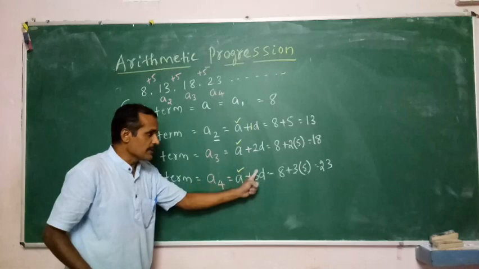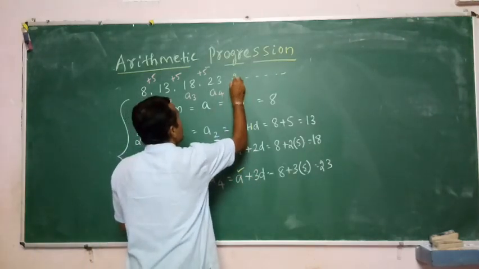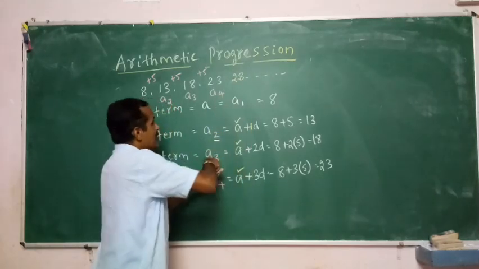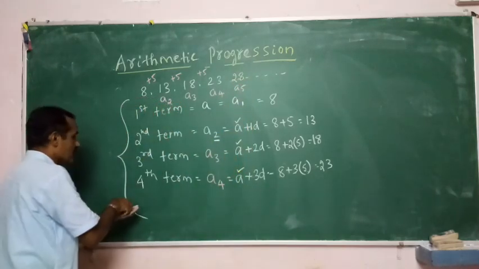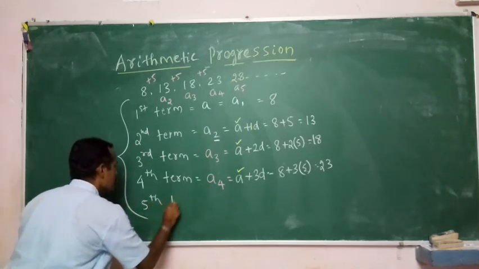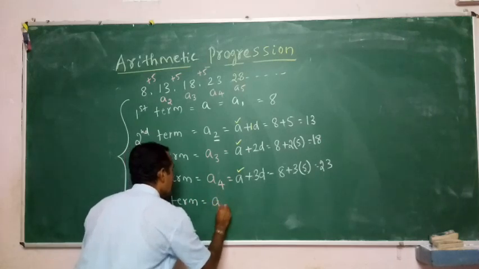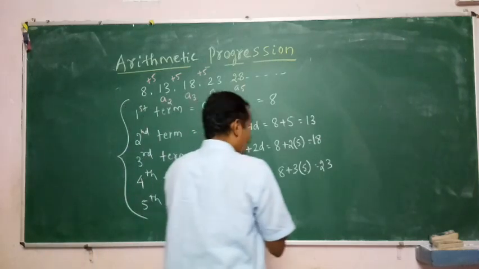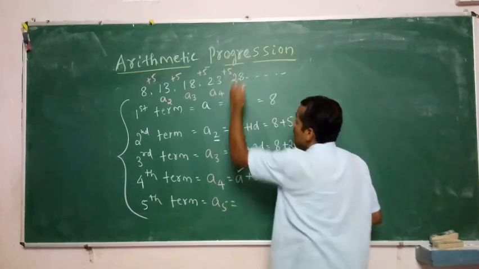These numbers are also increasing. Let me write one more, if you want. After 23, 28 will come. I will write it as A5, the fifth term. Fifth term is equal to, symbolically, A5. Again I will add one more difference.